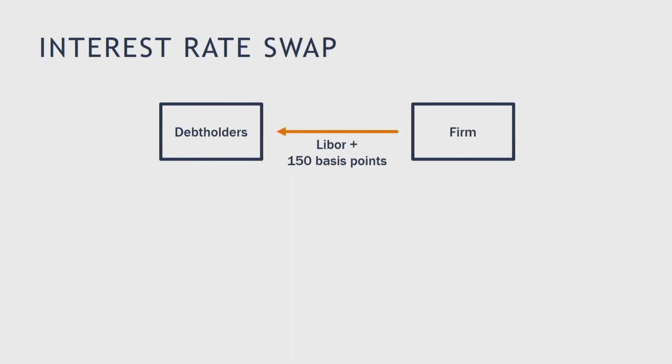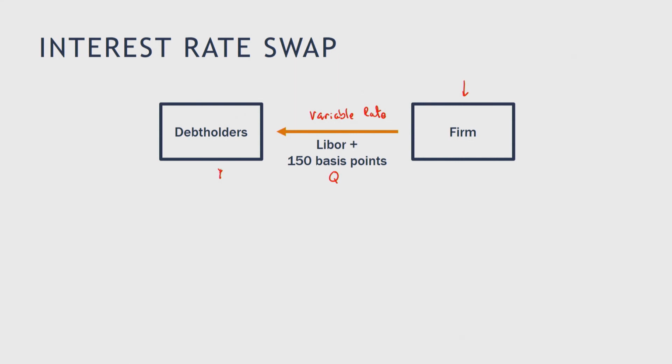All right. And so what is an interest rate swap? Well, let's start with the idea that a firm has variable rate debt. And what it does is it pays LIBOR plus 150 basis points quarterly to the debt holders. All right. And so what they're interested in doing is entering into an interest rate swap.